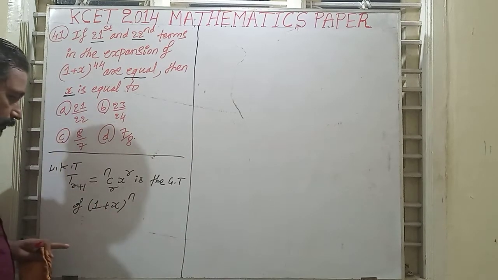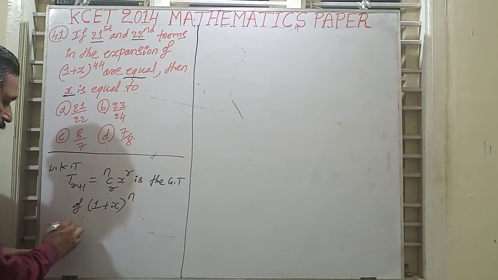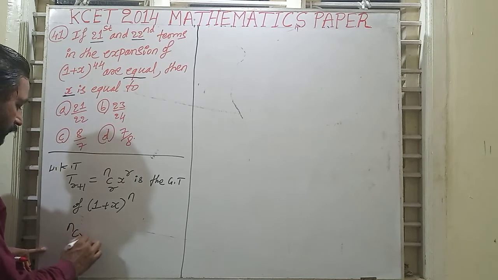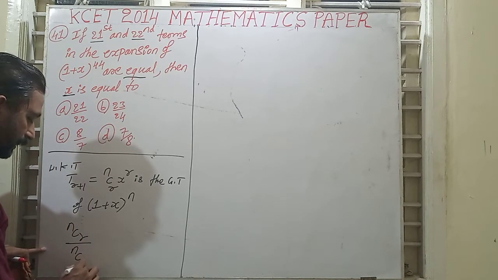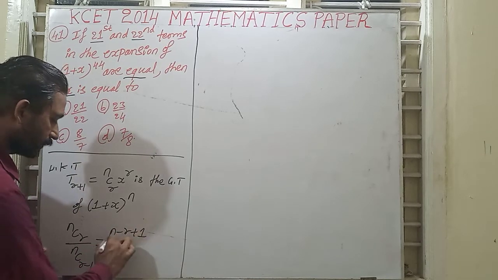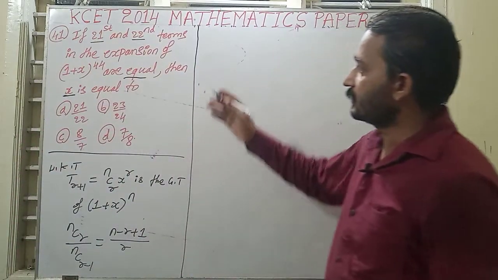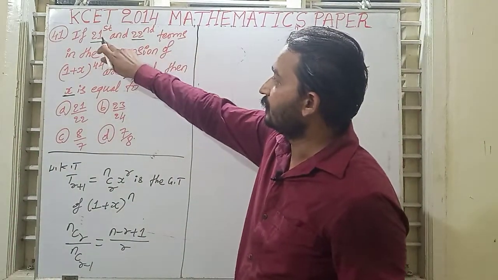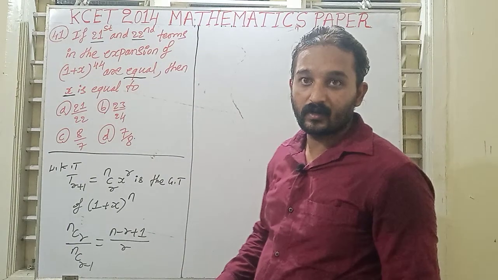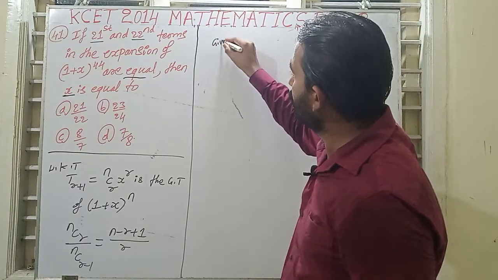One more formula in permutation and combination helps in solving this problem: nCr divided by nC(r minus 1) is equal to (n minus r plus 1) divided by r. So in this case, using the given condition, the 21st and 22nd terms in the expansion of 1 plus x to the power of 44 are equal.